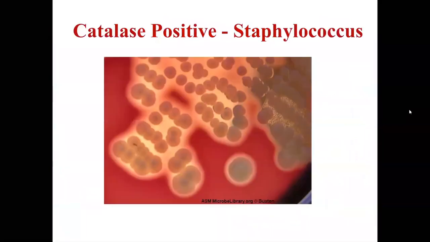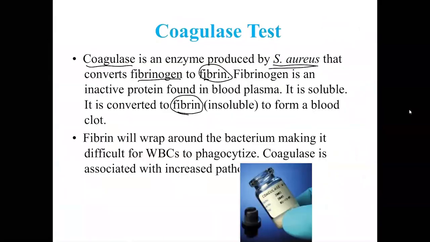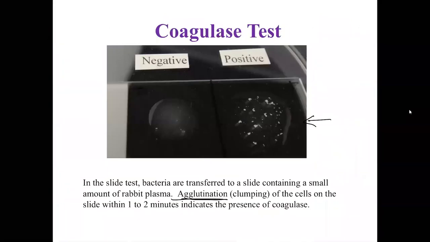Now this just walks you through the tests. So there's an example. If you take peroxide and you add it to catalase, we get water and oxygen gas, so we get bubbles. Coagulase test: if we get clumping, it's positive.